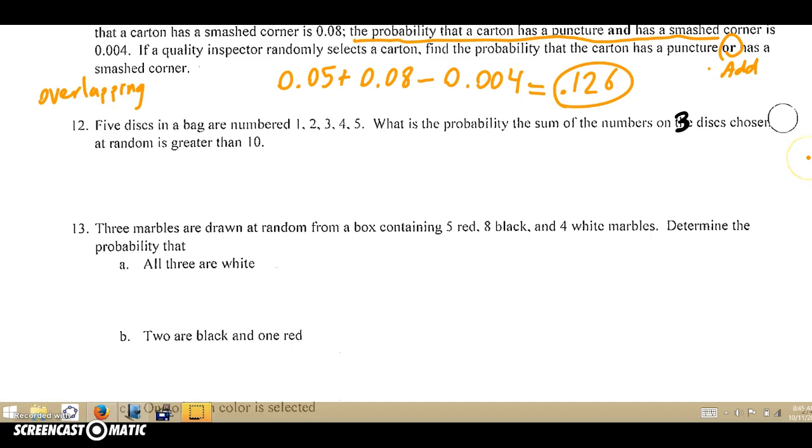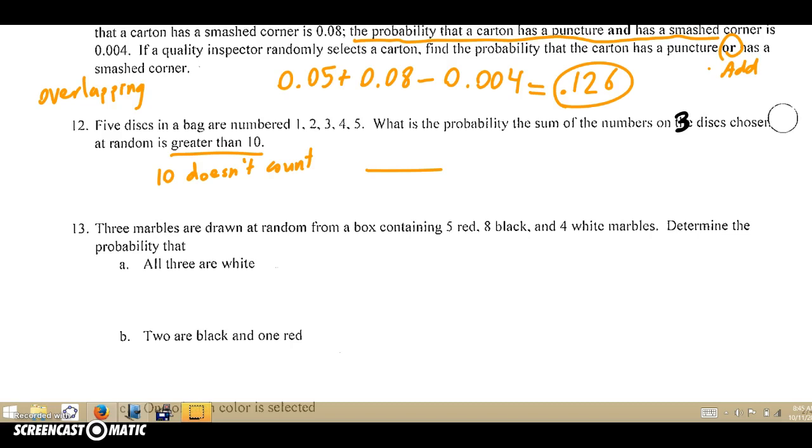Number 12. 5 discs in a bag are numbered 1, 2, 3, 4, 5. What's the probability the sum of the numbers on 3 discs chosen at random is greater than 10? Greater than 10 means 10 does not count. 10 doesn't count. It's strictly greater than 10. So, think of this as a probability question, right? Top and a bottom. The bottom will be the number of ways I can just draw 3 discs out of the 5, right? Does order matter?